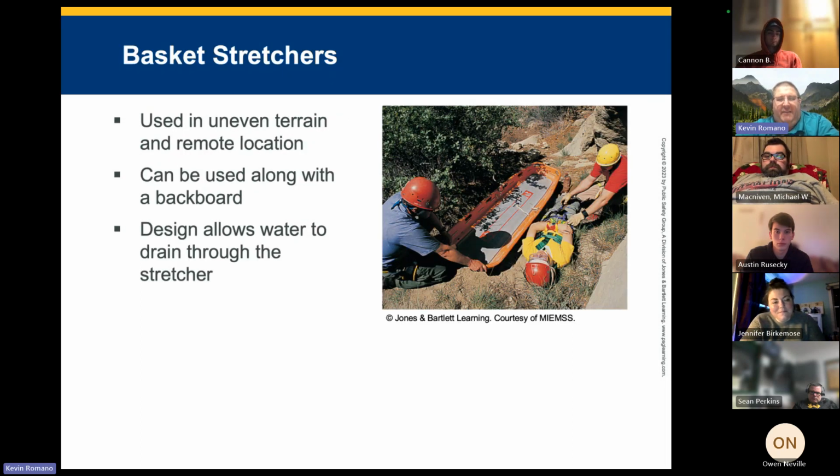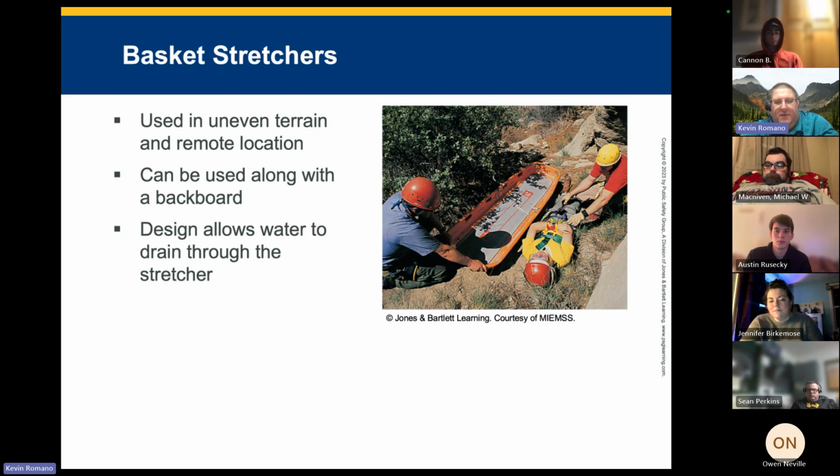These are called basket stretchers. Another name would be a Stokes basket you can utilize. Not the greatest to put inside the ambulance. It takes up a lot of space, especially if you use the ones for water rescue and you have the water ring around it to make it a flotation device. And those won't easily come off. Usually they're either Velcro or they're snapped in somehow.